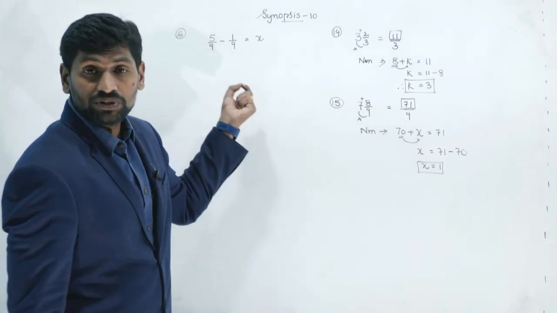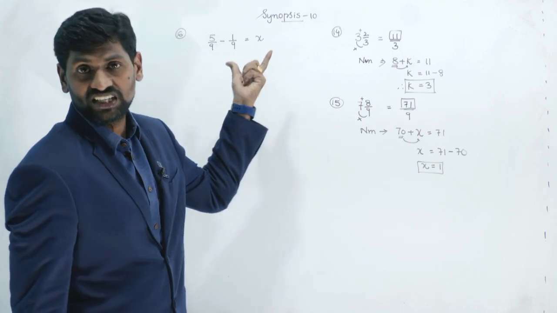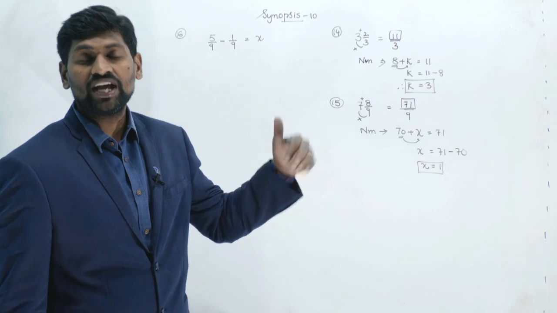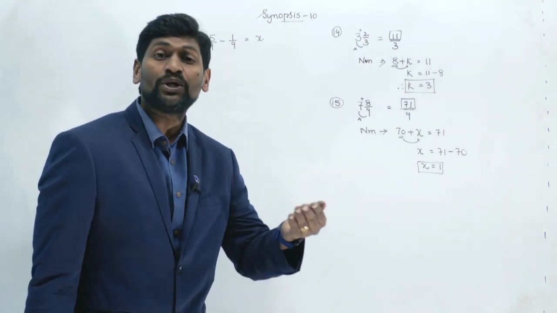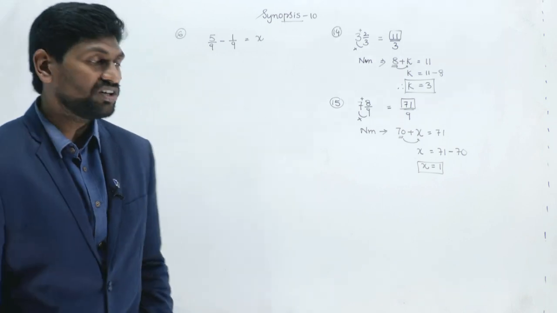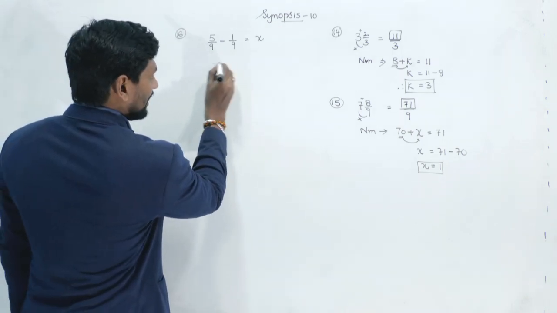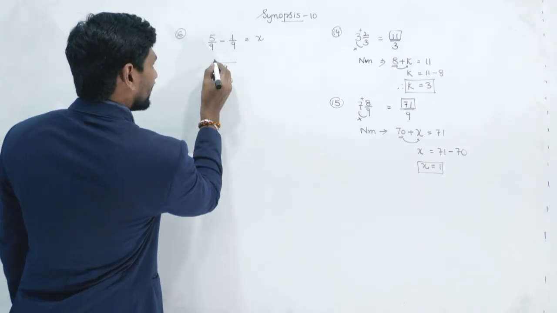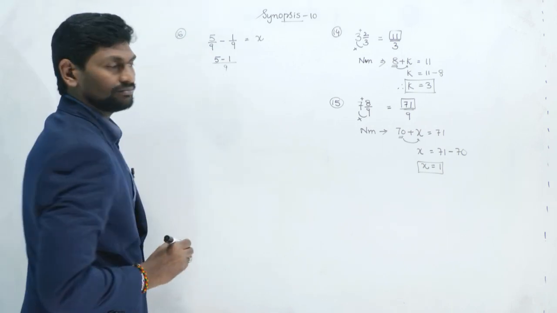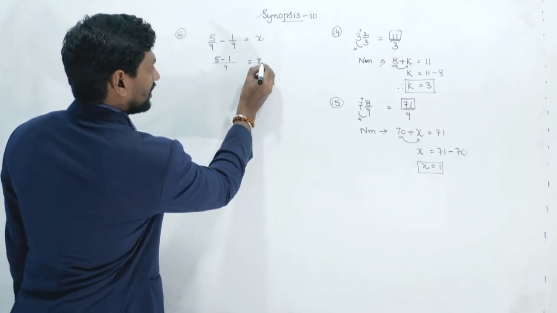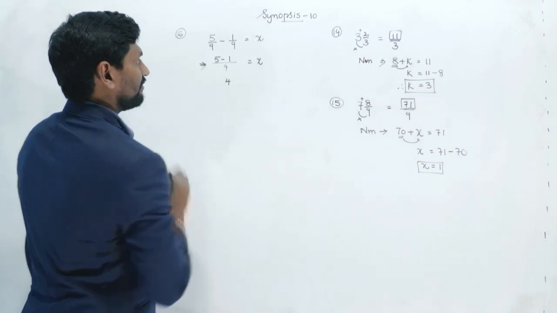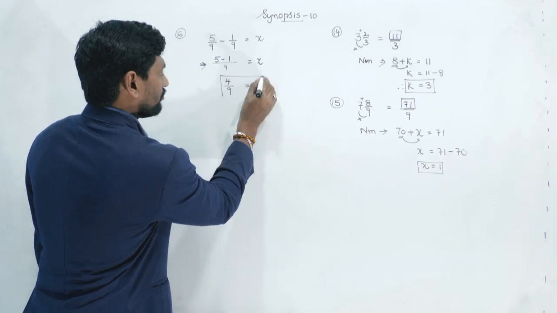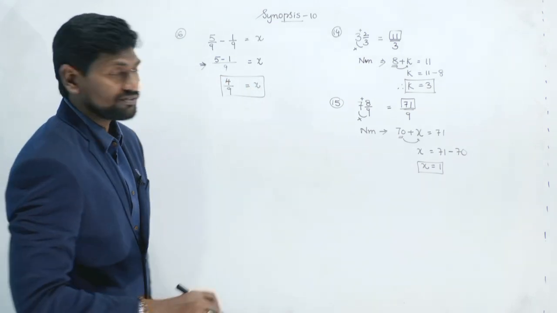If the question is given with like fractions directly, we can add or subtract the numerators. If they are not like fractions, we have to convert them into like fractions by taking the LCM of the denominators. Both have the same denominator 9. So what is the numerator here? 5 minus 1. 5 minus 1 value how much? Very good, 4. So the answer is 4 by 9. The x value is 4 by 9.